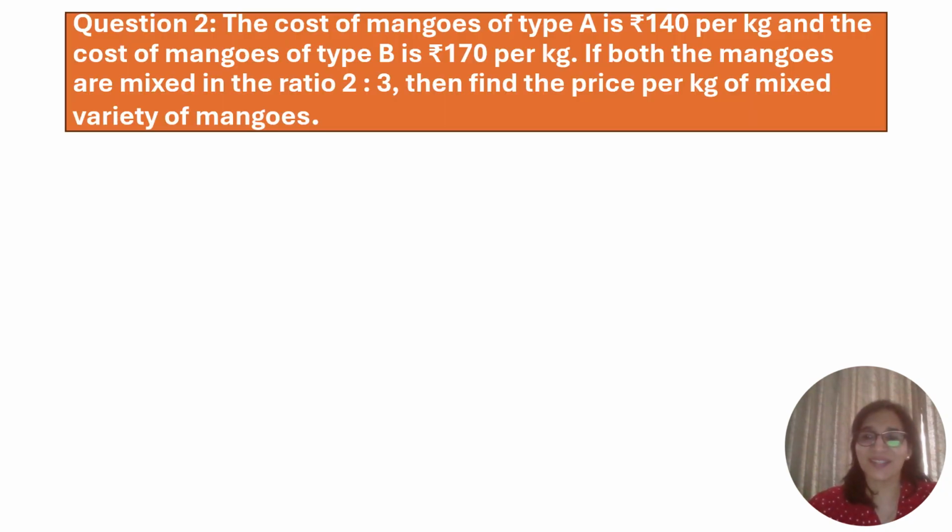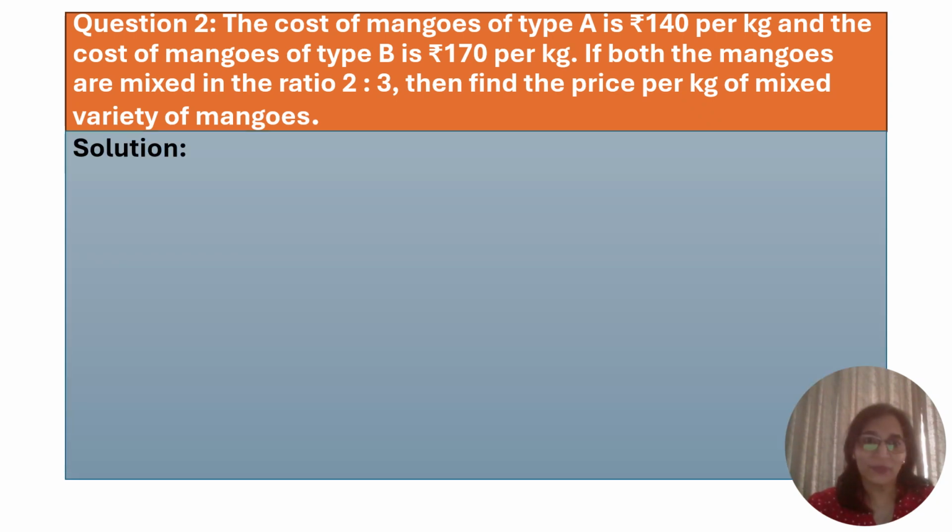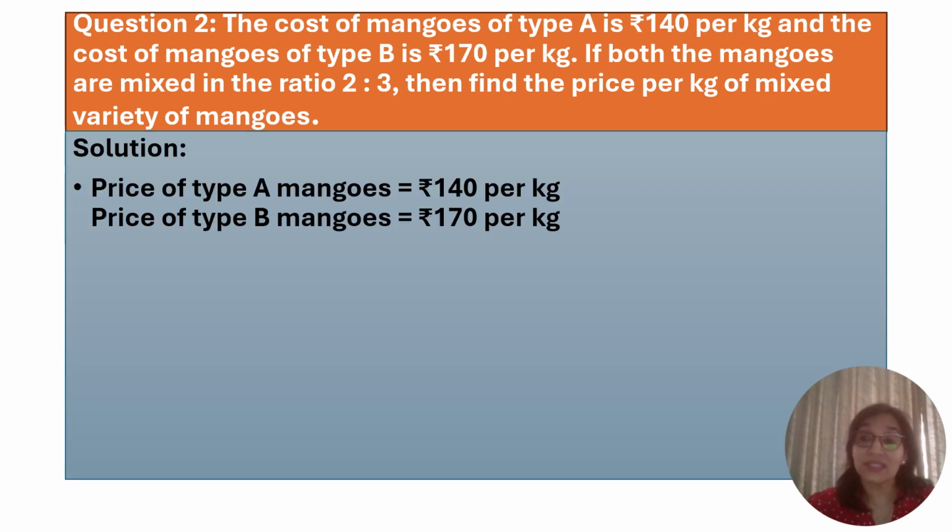Now let's see question number 2. The cost of mangoes of type A is rupees 140 per kg and the cost of mangoes of type B is 170 rupees per kg. If both the mangoes are mixed in the ratio 2:3, then find the price per kg of the mixed variety of mangoes. So again, you need to write down what is given in the question. The price of type A mangoes is 140 rupees per kg. The price of type B mangoes is 170 rupees per kg. The ratio is also mentioned, 2:3.